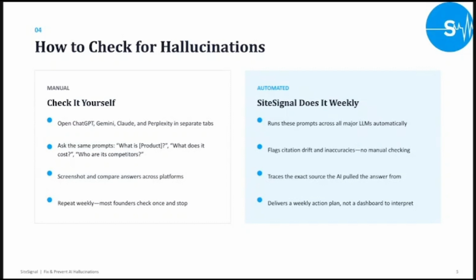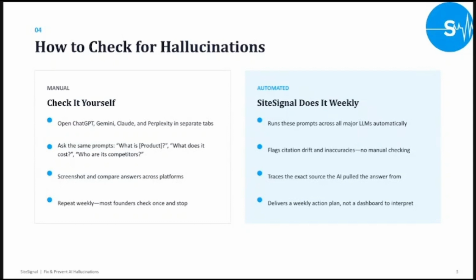Then what you can do is go to ChatGPT and start asking those questions and put the answers into an Excel sheet. Do the same with Gemini. Do the same with Claude. Do the same with Perplexity, and keep it going. Generally the recommendation is check it every 2 to 3 days.